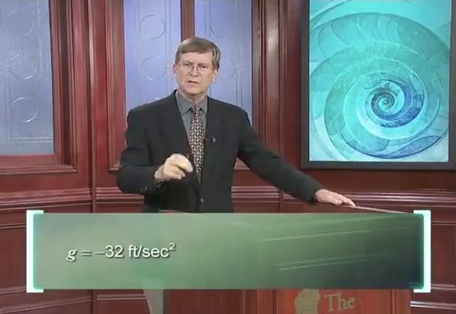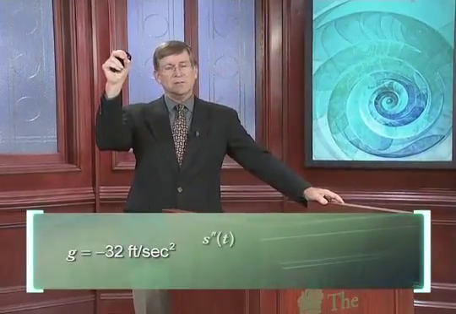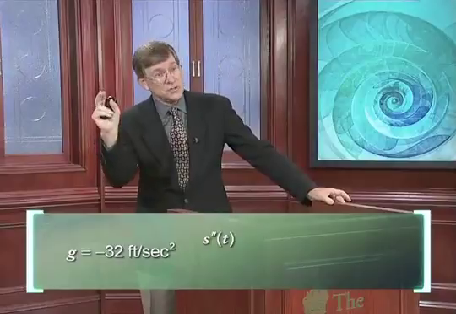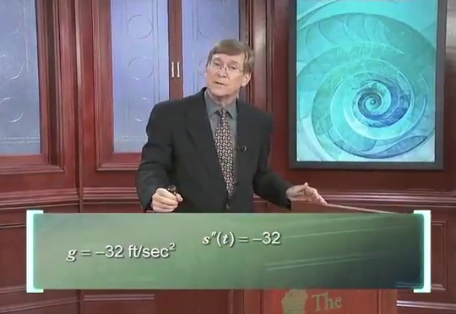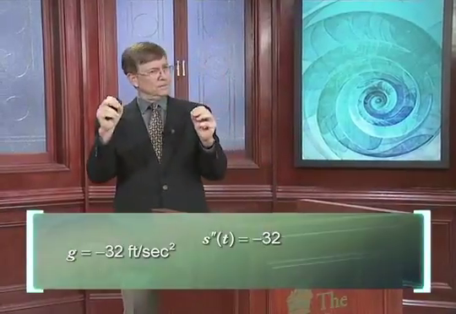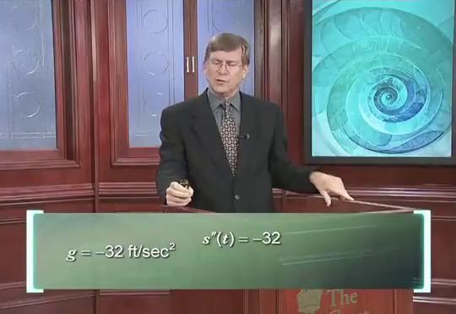Here's one we've seen before, though. You might remember that with a falling body, the only force acting upon it is the force of gravity. And the gravitational constant is minus 32 feet per second squared. So the acceleration of a particle, the second derivative of the position function, is minus 32 feet per second squared. So that's a second order differential equation. S double prime equals minus 32.